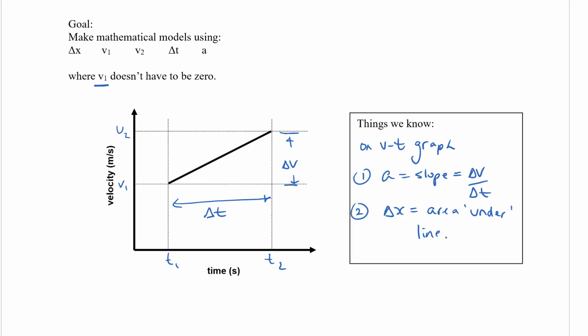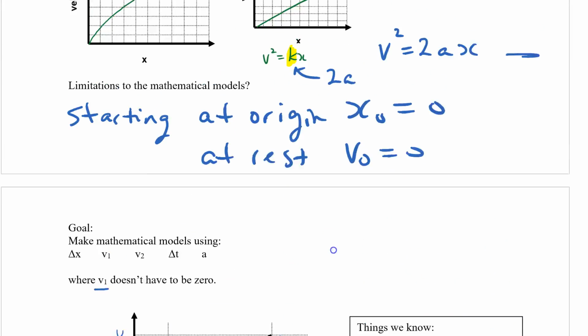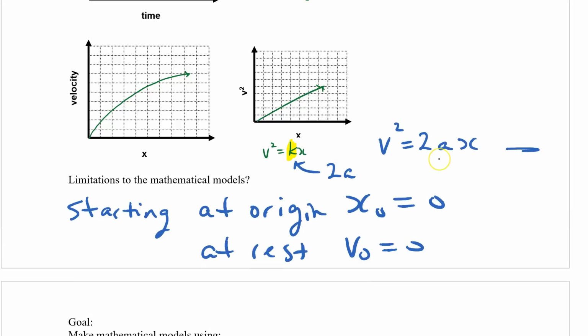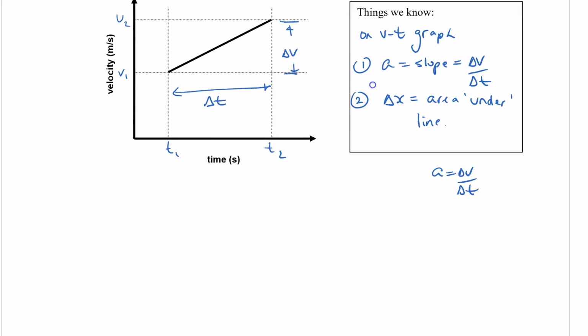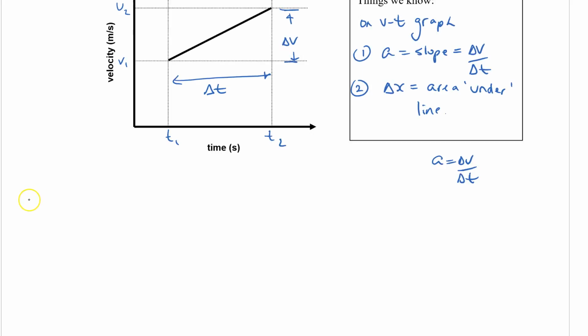So here's what I'm going to do. We're going to develop some additional mathematical models in addition to this a is equal to delta v over delta t, and we're going to see if we can sort of strengthen these other ones to make them more true for other situations. So the first one I'm going to look at is say, hey, could we solve for delta x by looking at the area under the line?